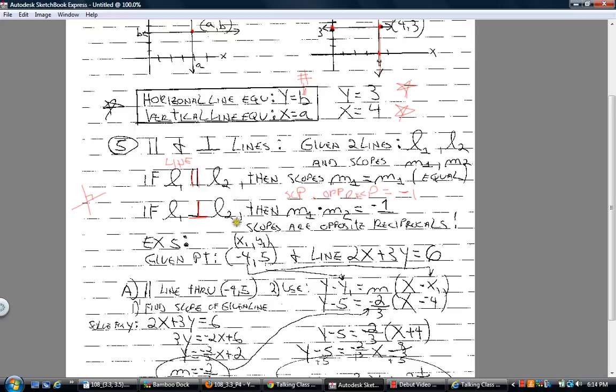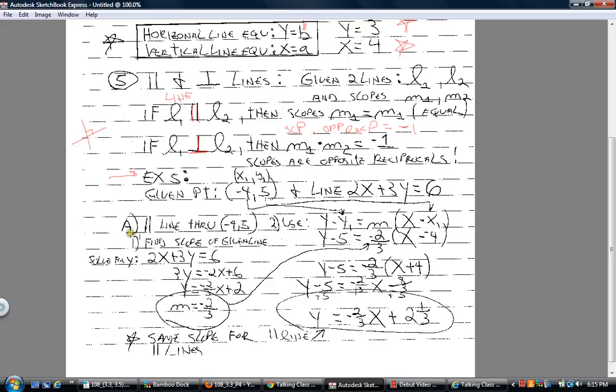Now with that said, they're going to give us some problems where they give us a point, (-4, 5), and a linear equation. They're going to give us that basic information and challenge us: can you write the equation of a line that is parallel, goes through the point (-4, 5), and is parallel to the line 2x plus 3y equals 6?